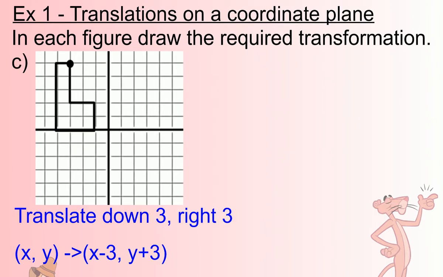I'd like you to please do this problem. It says translate down 3 and right 3. Go ahead, pause the video, try this on your own. When you're ready to continue, hit play, and we'll go through it together.